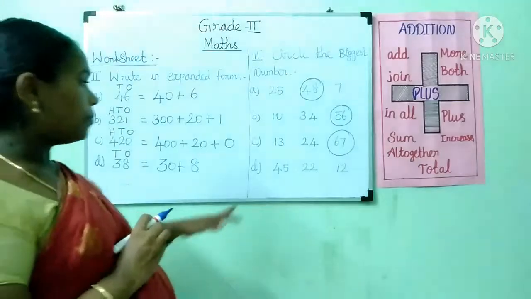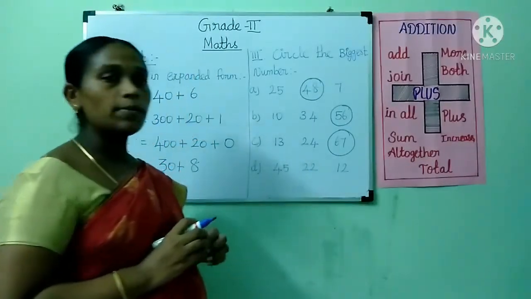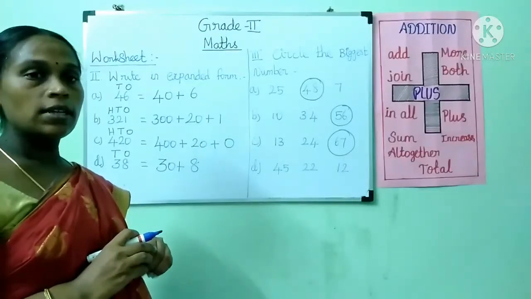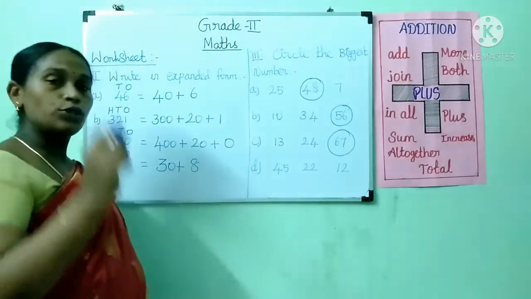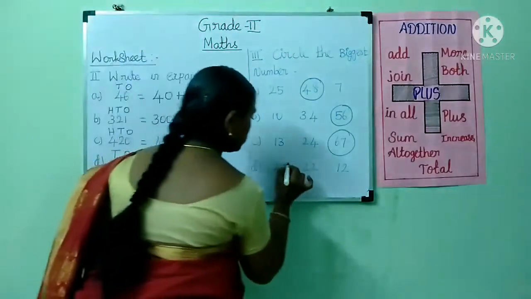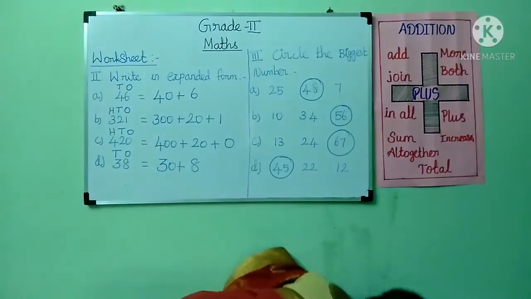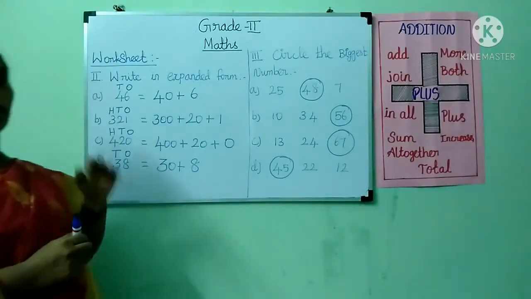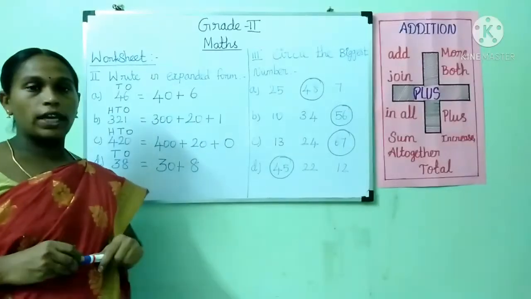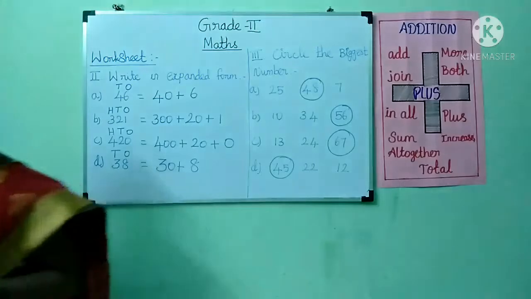Okay, the next sum, 45, 22, 12. Which number is the biggest number? Yes, 45 is the biggest number. So you should put the circle. Are you clear, children? How to write this biggest number and expanded form also? Okay. Check the answers in your worksheet. Okay, children?